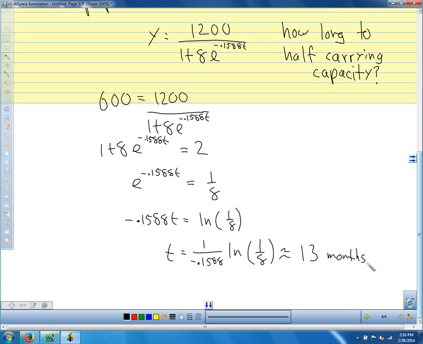So it would take about 13 months to reach half of our carrying capacity. Questions there?